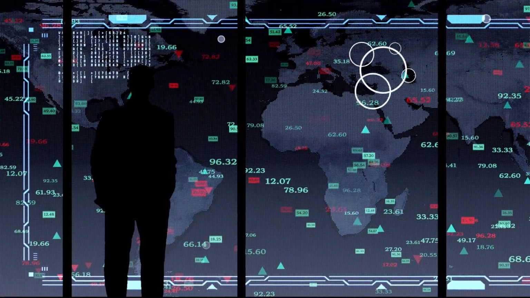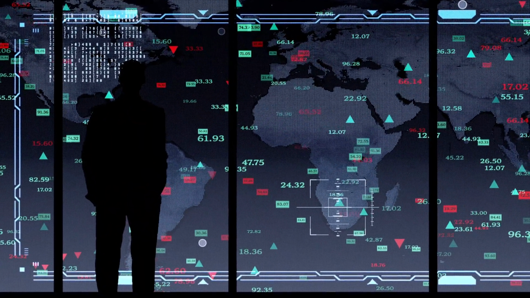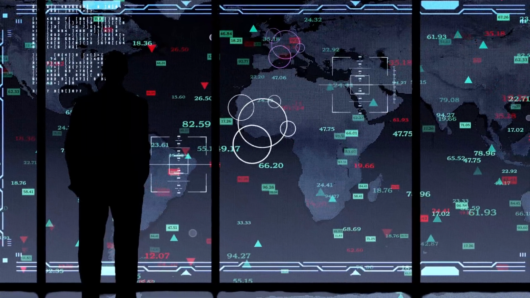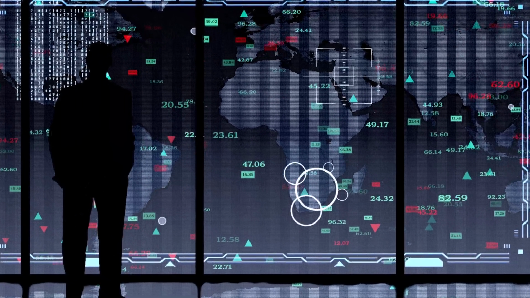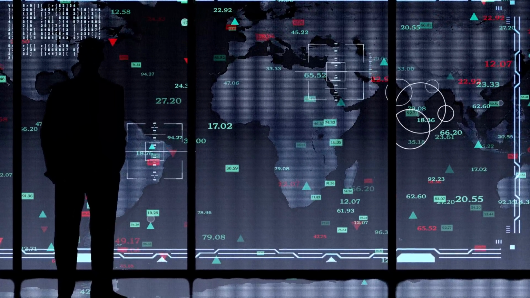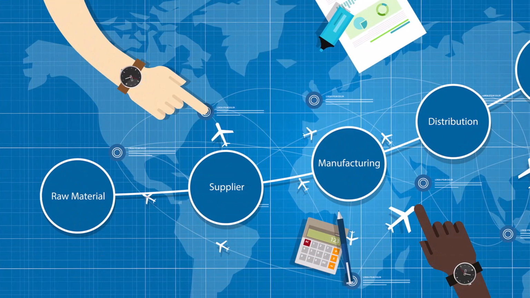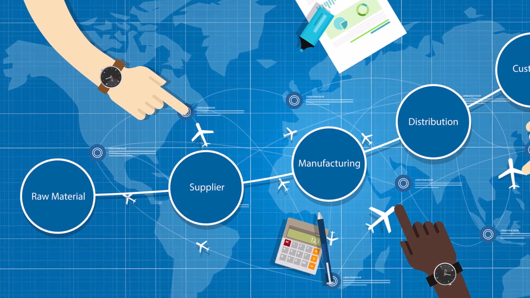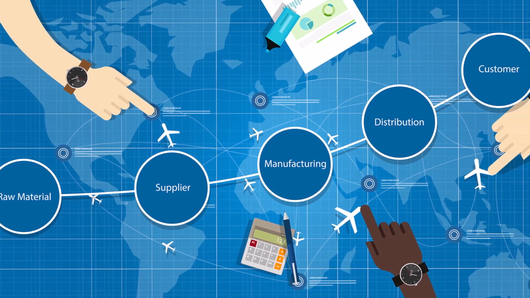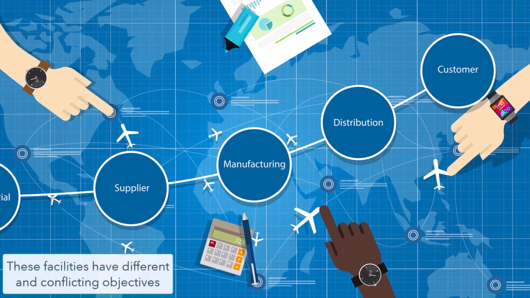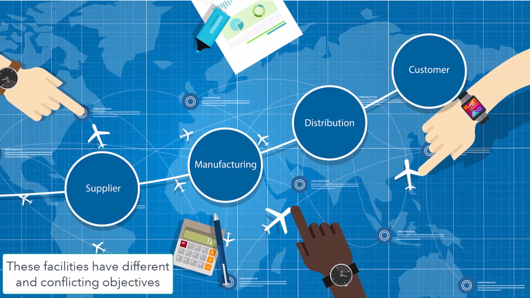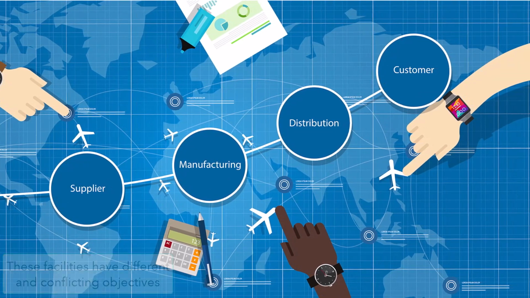The supply chain is a complex network of facilities dispersed over a large geography and in many cases spanning locations all over the world. It includes raw material suppliers, manufacturers, warehouses, distribution centers, and customers. These different facilities in the supply chain frequently have different conflicting objectives.